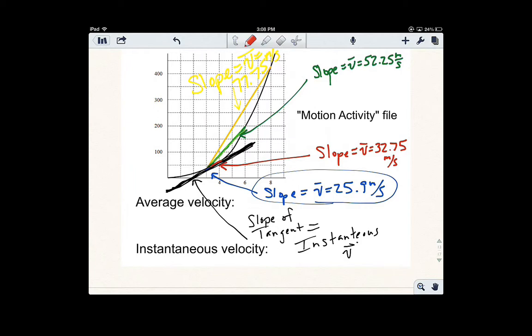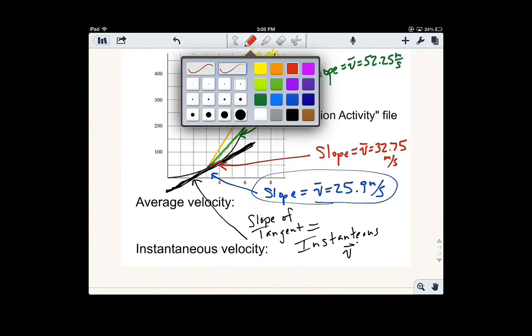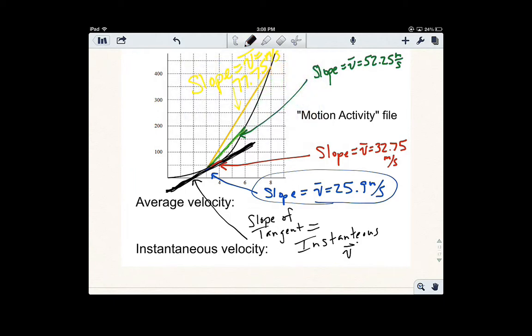So when we're talking about average velocity, we're looking at the velocity over a time interval. In other words, looking at the secant line, the slope of that secant line. And when we're talking about instantaneous velocity, we're looking at one specific point in time, one snapshot in time, and finding the velocity by taking the tangent, in other words, the slope of that tangent for this particular curve.